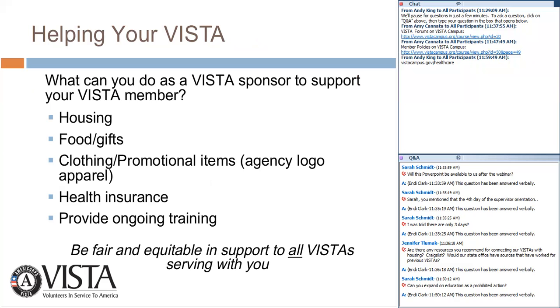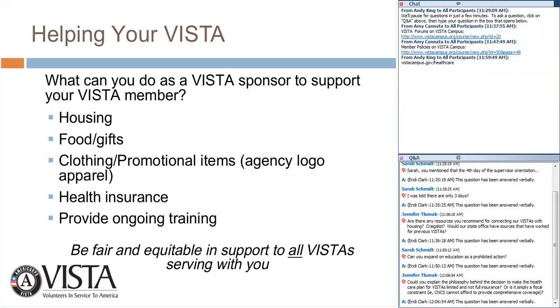If you want to assist your VISTA member with any number of items, we have specific guidance for a lot of those items. For instance, you can help your VISTA member with housing expenses. If you wanted to help your VISTA member with housing expenses, you may subsidize housing. So that is one way to assist your VISTA members with their expenses during their service term.